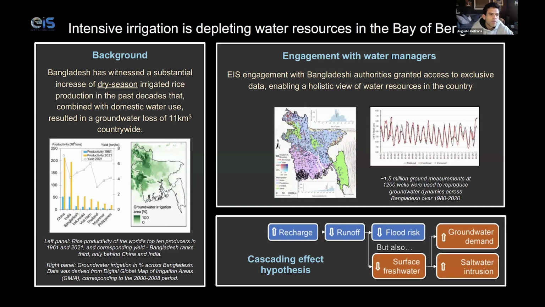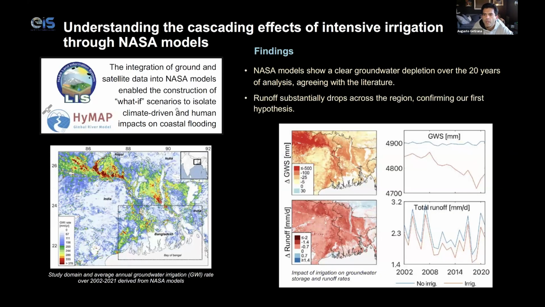So next slide, please. So we combine in situ data and satellite data with our NASA models to create multiple what-if scenarios in a way that we could isolate impacts of different factors that we assume relevant for coastal flooding in the region. So we first look at the impacts of irrigation on the water cycle. For example, on the left side, we quantified for the first time the spatial-temporal groundwater demand for irrigation and its impacts on water resources over the region.